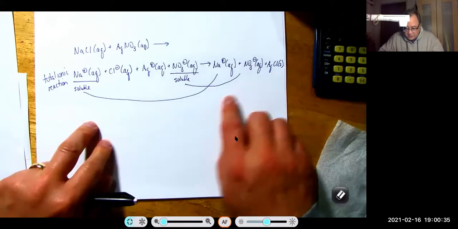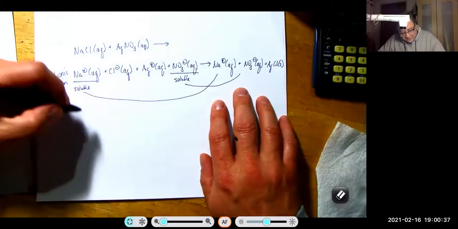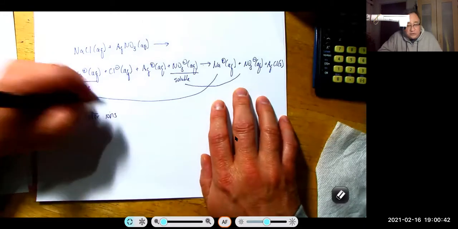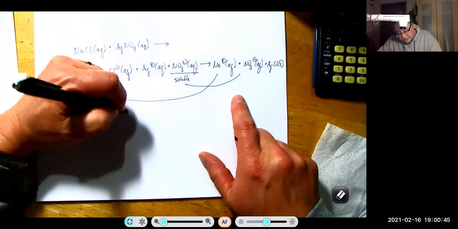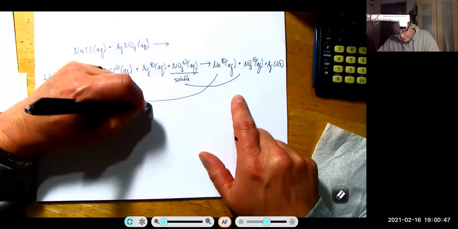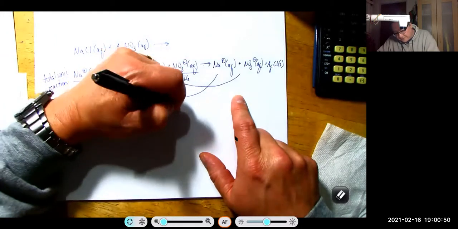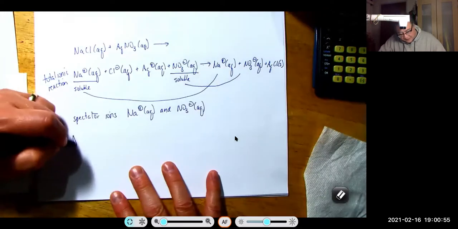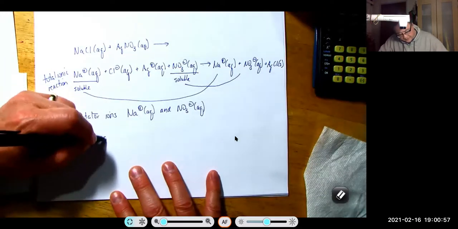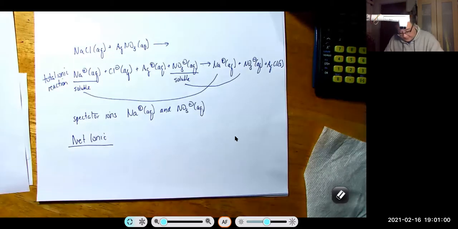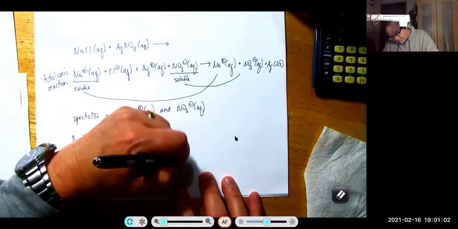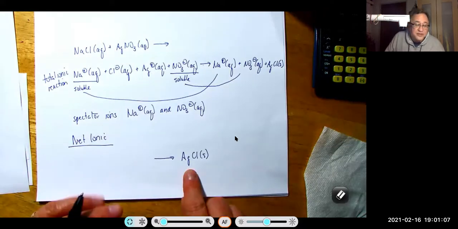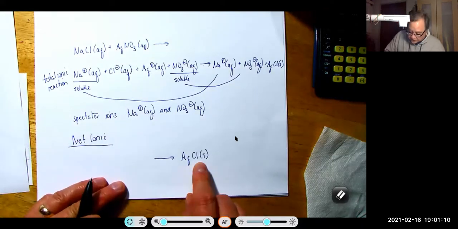So here, if we take a look, the spectator ions are the ones that don't change in this whole process. So sodium and nitrate. Now, if you want to write the net ionic equation, here's how you always start it. So how am I starting this? I'm starting it with the precipitate. So I'm starting it with the solid.